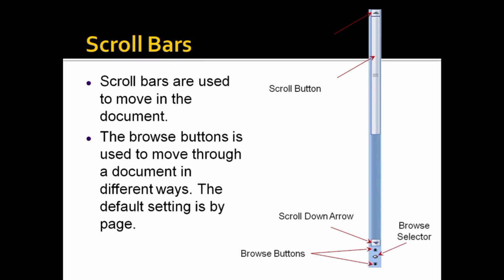Okay, after that, the scroll bar. Scroll bar are used to move in the document. That is, if you want to move your page up and down, then you will use the scroll bar. Here, the browse button is used to move through a document in different ways. The default setting is by page. Here you have seen the scroll down arrow, browse button. These are the browse buttons. Okay, and browse selector is here, just like a dot, tiny dot.